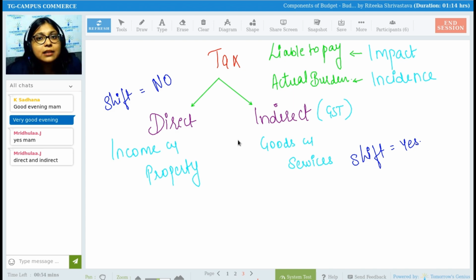But under direct taxes, if I am incurring income, I only will have to pay the direct tax. My family, my friends, my relatives cannot pay taxes for me. So that was about direct tax and indirect tax. Under direct tax, the impact and incidence are the same person, but under indirect tax, impact and incidence are two different people.